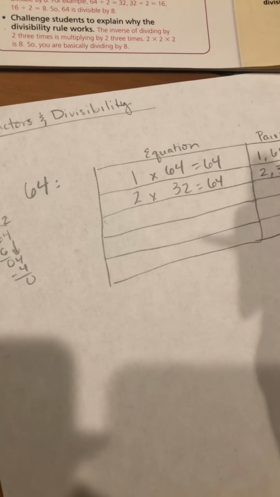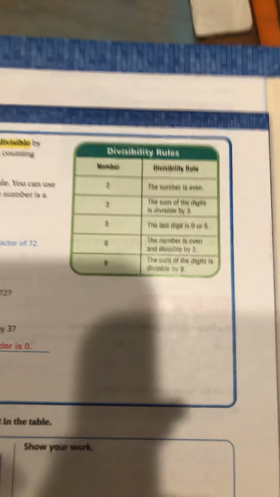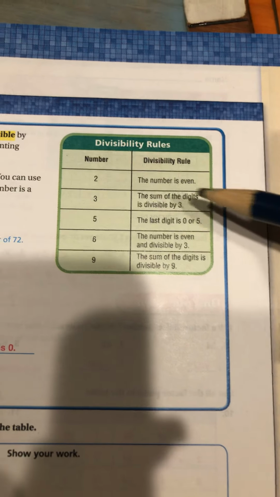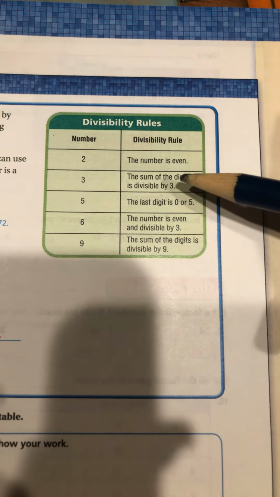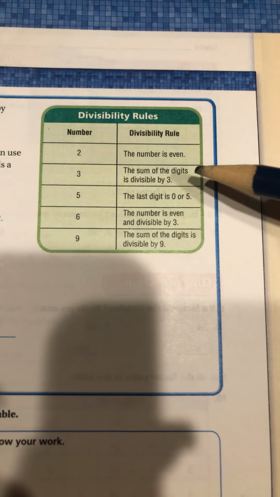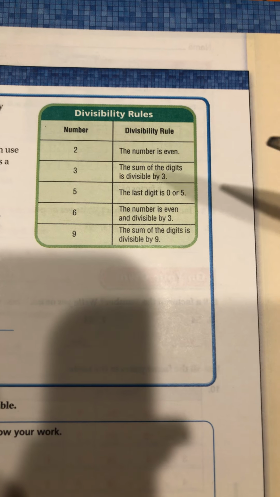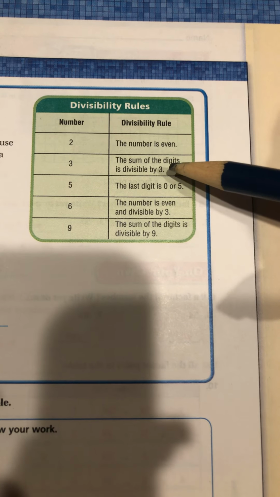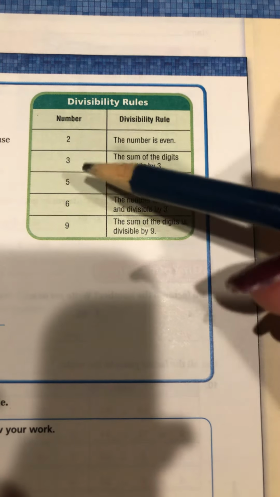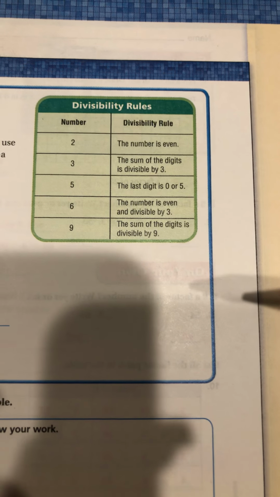Okay, for my next one, 3 would be the next number I'm going to try. If I look at my chart, it says the sum of the digits in my product is divisible by 3. So in 64, I'm going to say 6 plus 4 equals what? 6 plus 4 equals 10. Is 10 divisible by 3? No, so I know that 3 cannot be a factor.